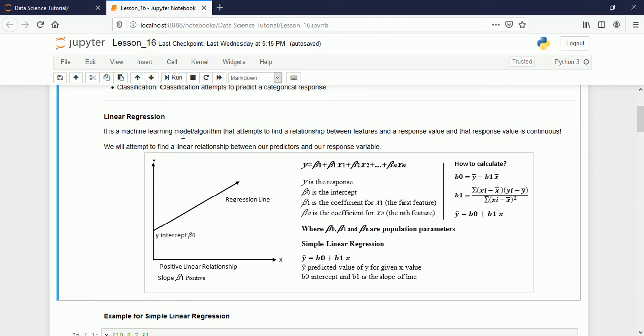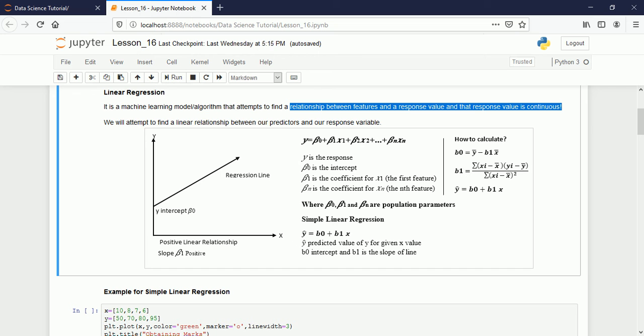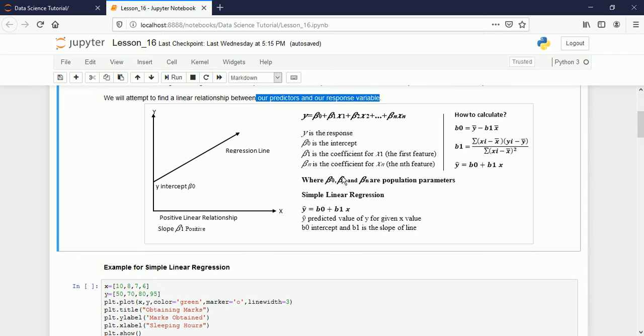It is a machine learning model or algorithm, we can say, that attempts to find the relationship between the features and response value, and that response value is continuous. This you have to remember. So now we will attempt to find a linear relationship between our predictors and response values. Predictors means the features, the input, the data we provide for the model, and the response value is nothing but the outcome or the output, or response variable. You have to remember.